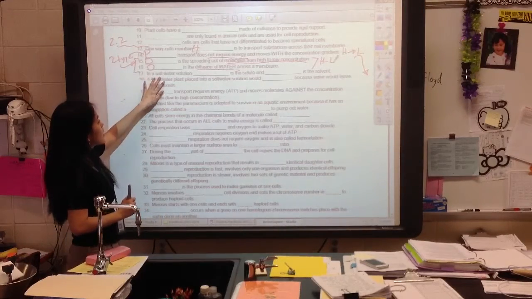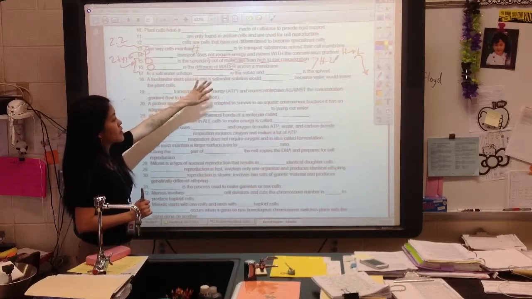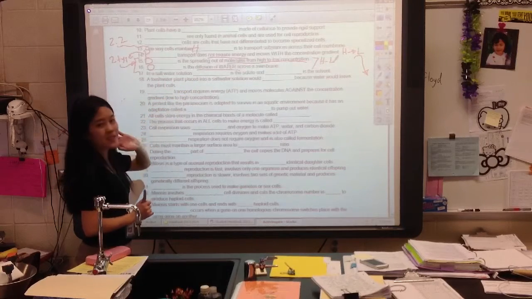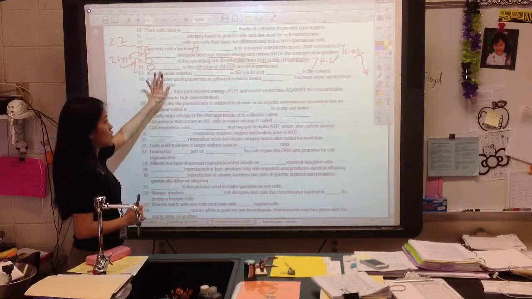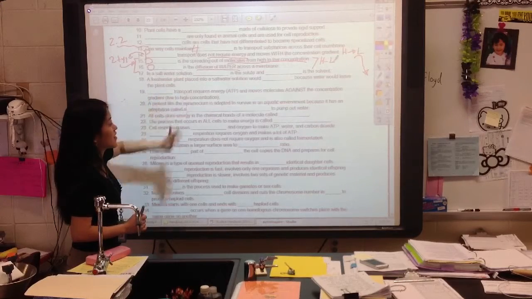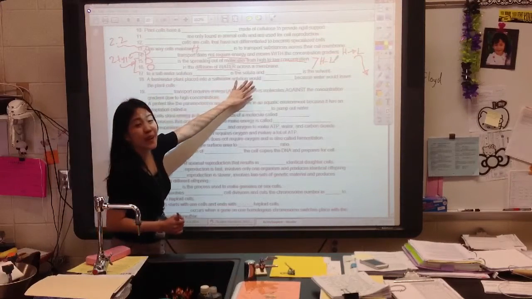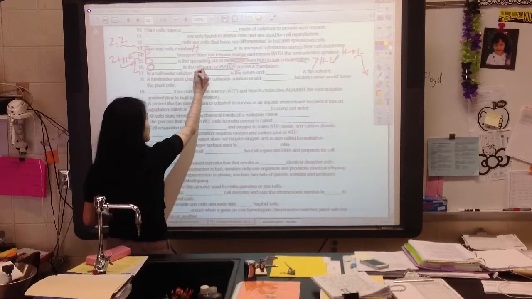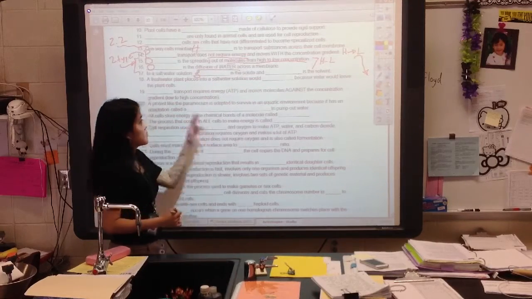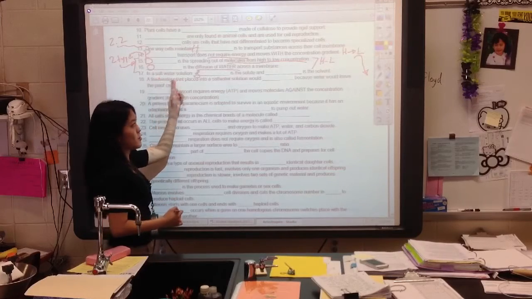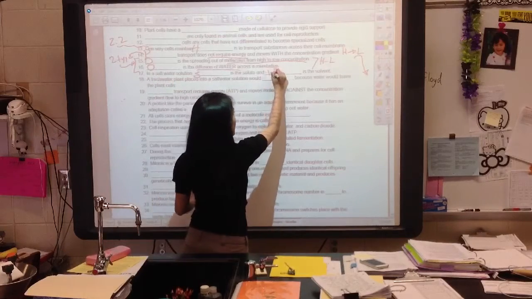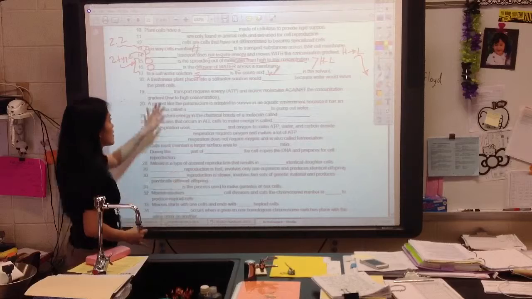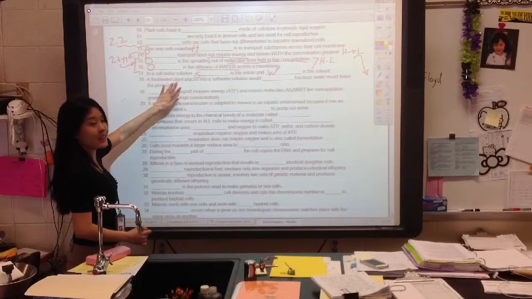Number 17, in a saltwater solution, blank is the solute and blank is the solvent. Well, we're talking about salt water, okay? So what's going to be our solute? Solute's the stuff that's being dissolved in the water. So in this case, it's S. Remember, we only have 2 things here, salt, water, and W is the solvent. So you should be filling that in.